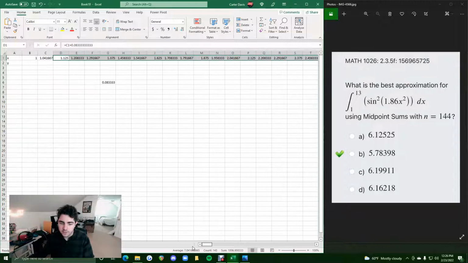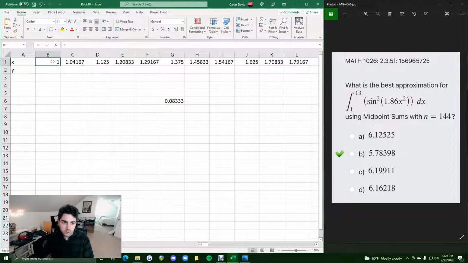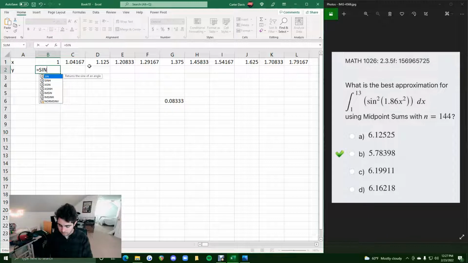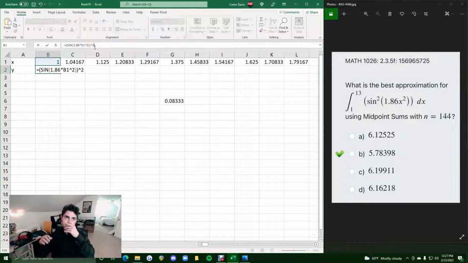All right, we have all our x values that are actually going to count, starting from 1.04 here. Again, we don't really need the 1, but we might as well go ahead and start with finding the y value for that x value. So plugging in the function, we will do equals sine of 1.86 times B1 squared, raised to the second. Close that off. Now you might be asking, what about the sine? Don't forget the sine squared. We want to put everything we've just typed in, excluding the equal sign, in parentheses, and then we'll raise the entire thing to the second.